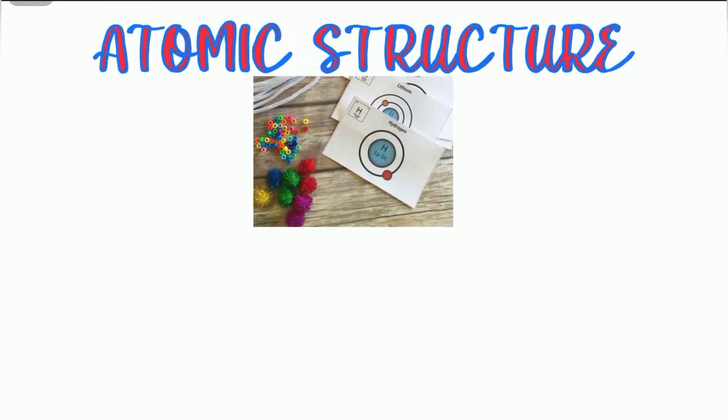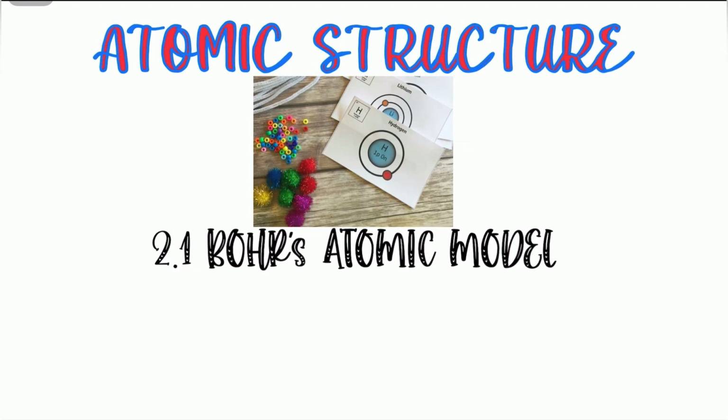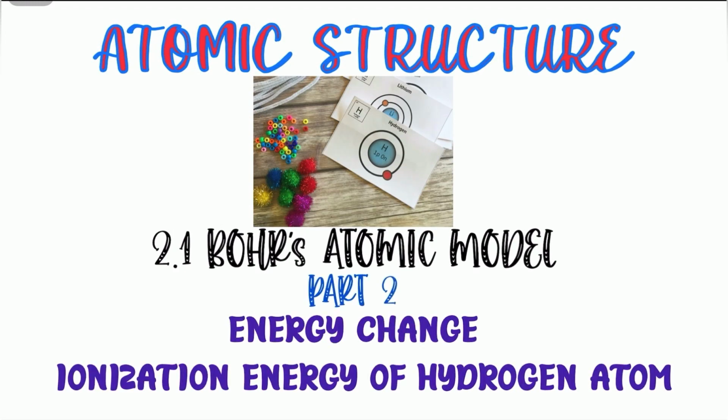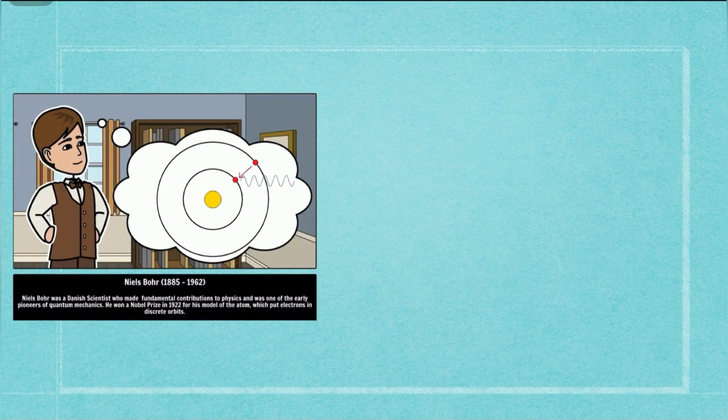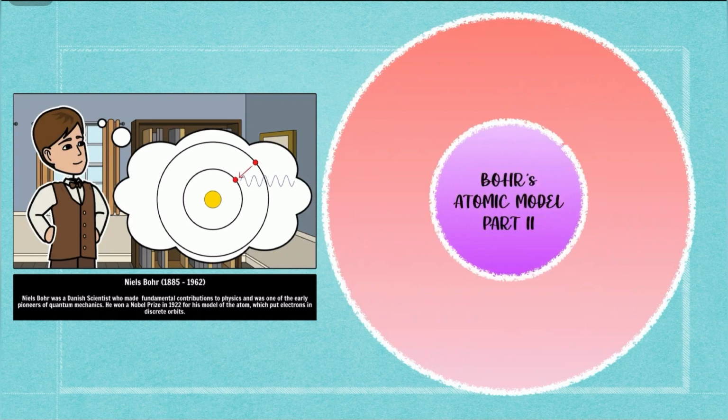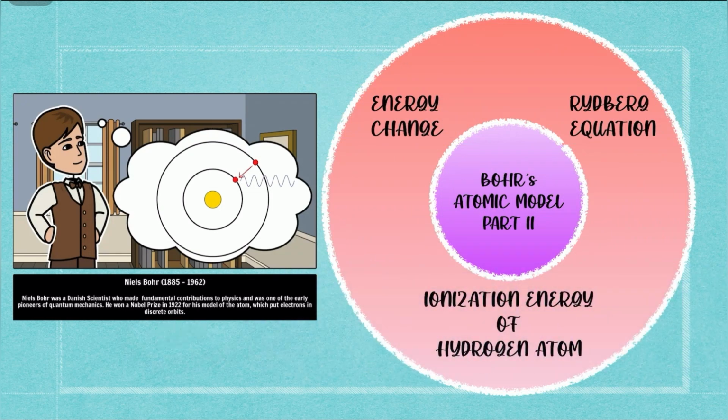Still in Chapter 2, Atomic Structure. 2.1 Bohr's Atomic Model. Part 2, Energy Change and Ionization Energy of Hydrogen Atom. In this part, you will learn about the energy change, Rydberg equation, and ionization energy of hydrogen atom.